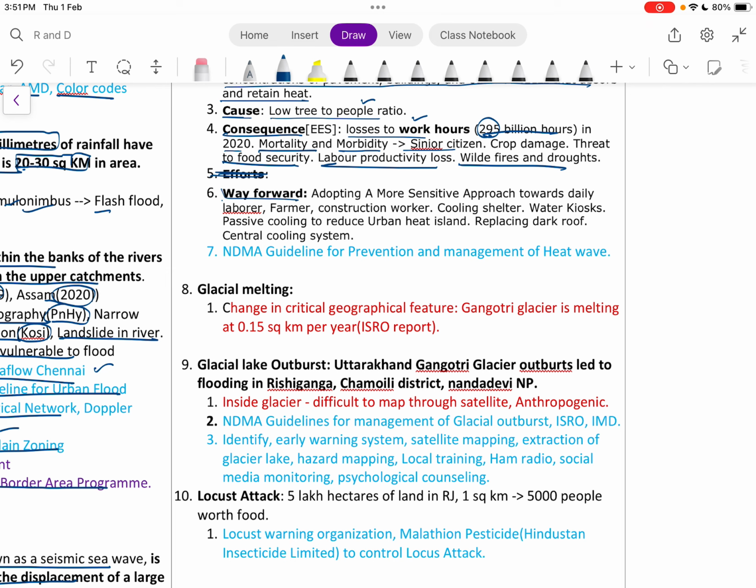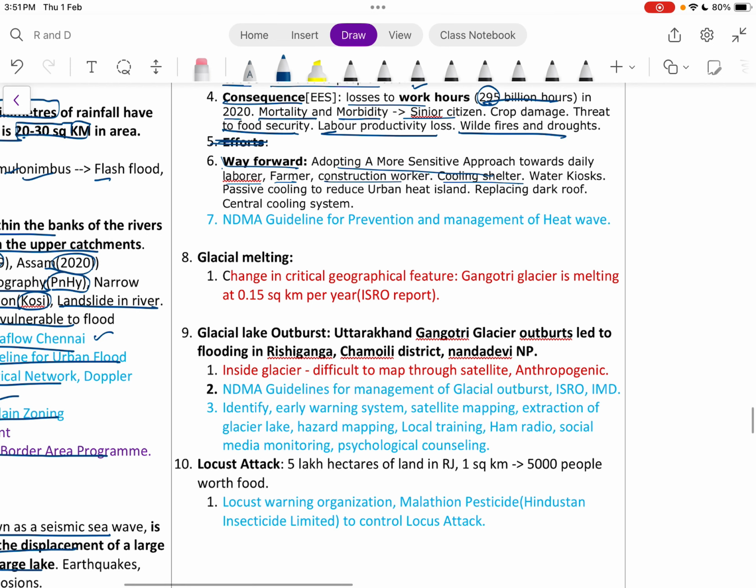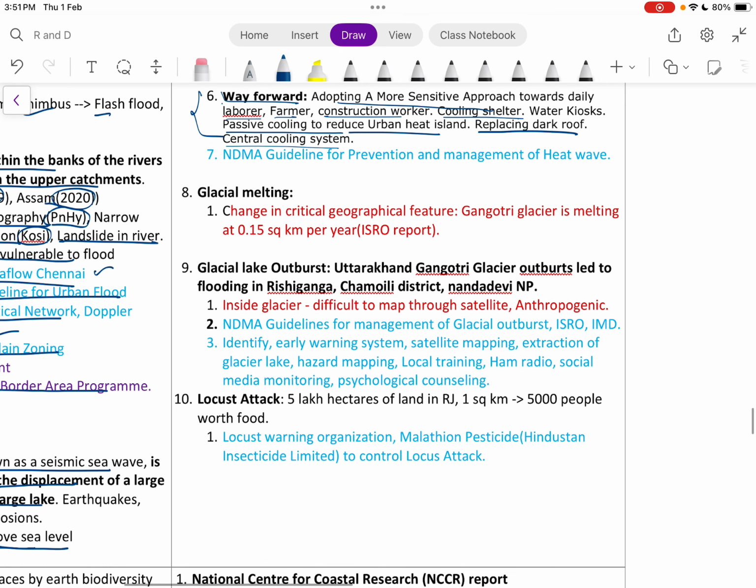Way forward, adopting a more sensitive approach towards daily laborer, farmer, construction worker, cooling shelters, water kiosk, passive cooling to reduce urban heat island, replacing dark roof, central cooling system, among others. Okay. NDMA guidelines for the prevention and management of the heat wave.